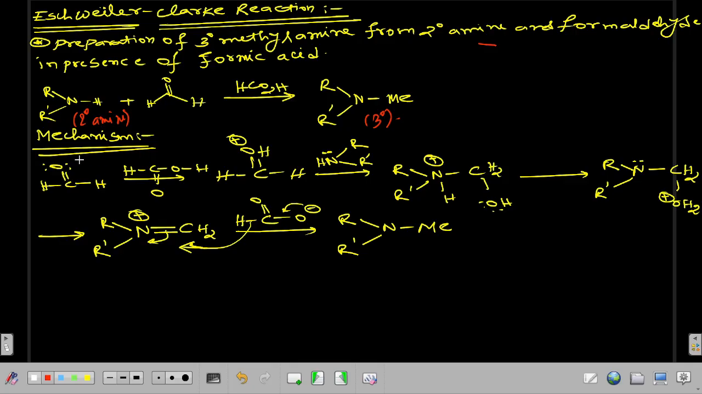Now the mechanism of this reaction: formaldehyde oxygen has a lone pair, so it will abstract a proton of the acid, formic acid, and it leads to the formation of the cation. Now in the case of 2-degree amine, it has one lone pair on the nitrogen, so this lone pair will attack on this carbon, and it leads to the breaking of this C=O double bond, and it leads to the formation of this intermediate.